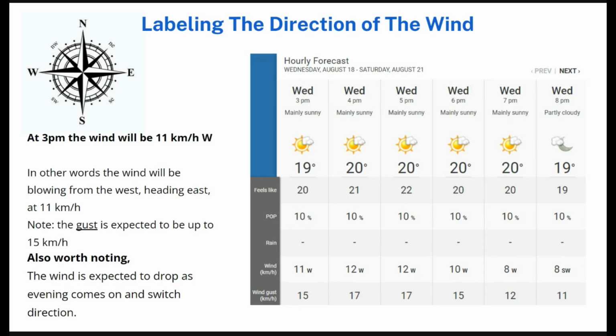Once people start becoming more familiar, like many of us are now, and some of us are still learning, then we're going to go to an app like Windy or Windfinder, but they have so much on them that they can be overwhelming. So I usually get folks to start here. Also worth noting, the wind is expected to drop in this example at 8 p.m. So that starts painting a picture of what we're going to see for the day.